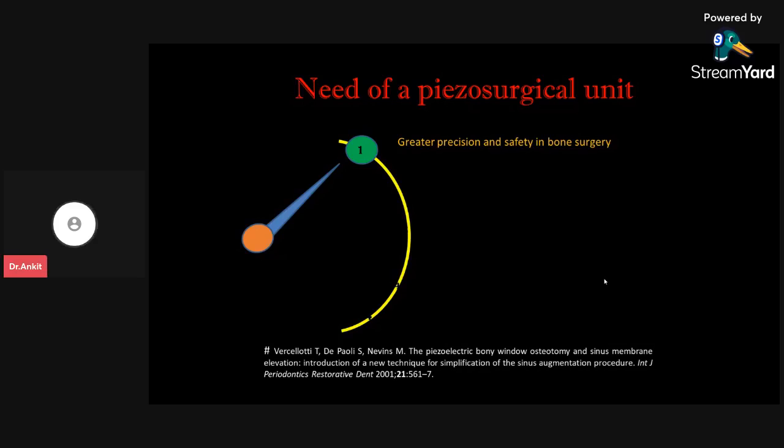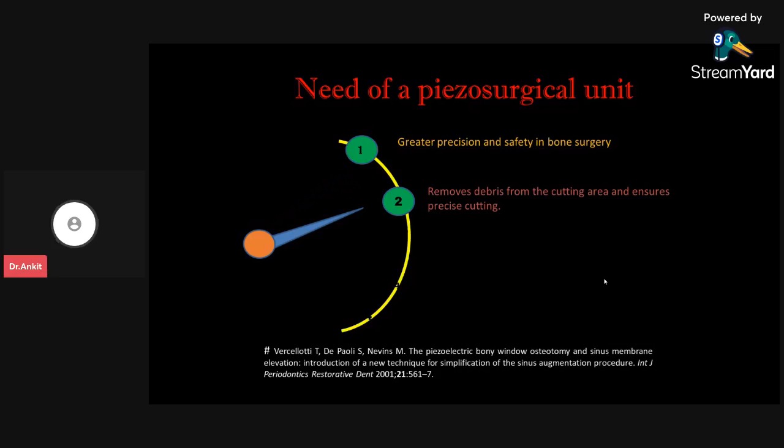Whenever you deal with bone surgery, you need to be very precise, very articulate in handling the soft tissue, the bone, and the associated structure. It needs to be very carefully manipulated in nature. We have to save 1 mm or 2 mm of the bone in and around it. And second, it removes the debris from the cutting area and ensures the precise cutting, which is there in cases of only piezotome.